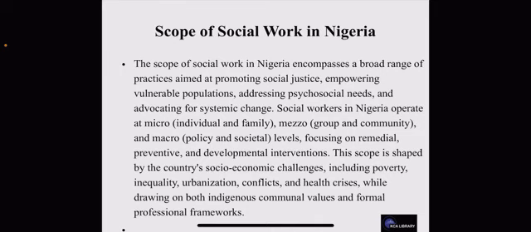Social workers in Nigeria operate at the micro level, which means individual and family. We also have meso, which refers to group and community. And lastly, we have macro, which is the policy and societal level. These are the three levels at which social workers in Nigeria operate: the micro, the meso, and the macro. These levels focus on remedial, preventive, and developmental interventions.